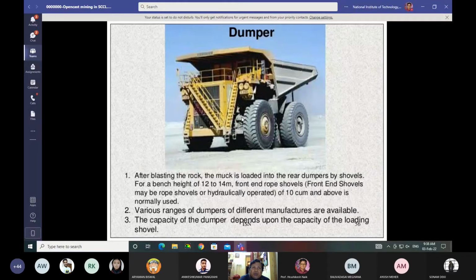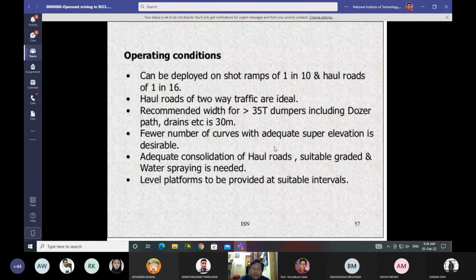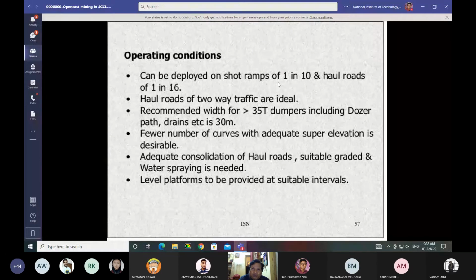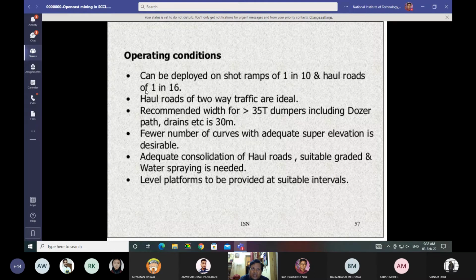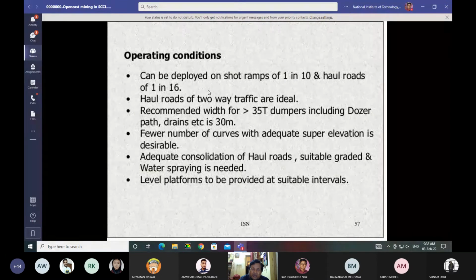So what are the operating conditions of a dumper? The dumpers can be deployed on short ramps of 1 in 10 or flat seams and haul roads of 1 in 16. The dumpers can be used on short ramps of 1 in 10. Gradient should be flat and haul roads gradient should be 1 in 16. Then only you can use the dumpers.